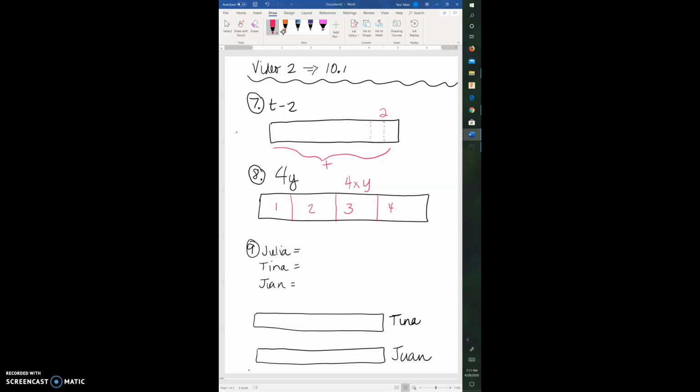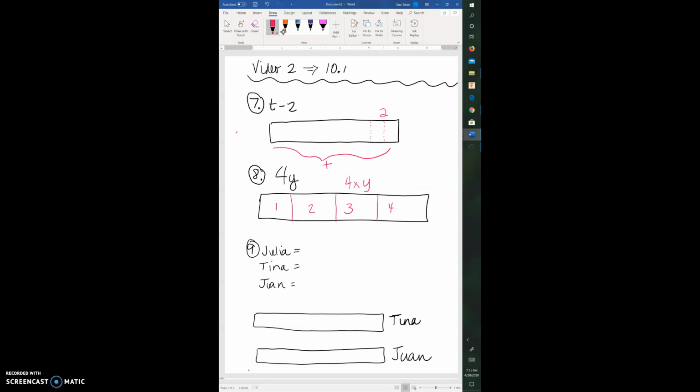Number 9 says, on a math quiz, Tina scored 3 points more than Julia. Juan scored 2 points more than Julia and earned 2 points in extra credit. Write an expression and draw a bar model to represent Tina's score and Juan's score. My main thing on here is learning how to write this expression.